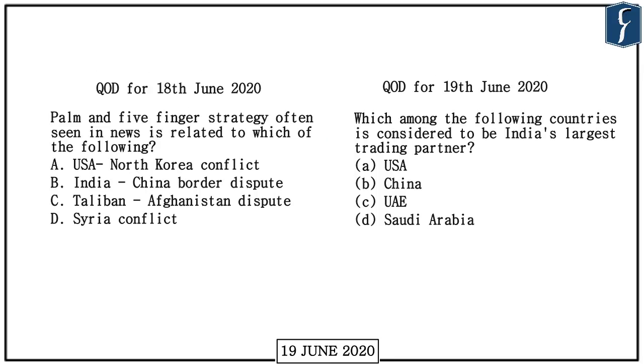So the question of the day for 18th of June 2020, the answer for that is India-China border. The question of the day for today is, which among the following countries is considered to be India's largest trading partner? USA, China, UAE and Saudi Arabia.